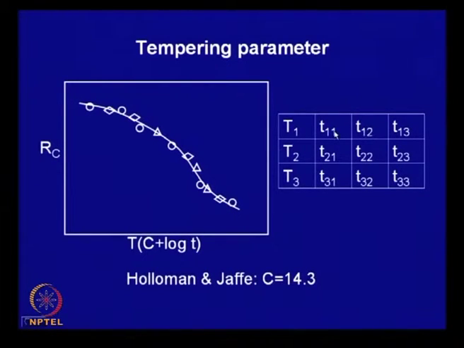The main advantage is, say you do the experiment at temperature T1 for different lengths of time, and for each you have a reported hardness. Similarly, at temperature T2 you heat it for different lengths of time, and for each combination you have a hardness. You plot this hardness on the y axis, and on the x axis the tempering parameter for each combination of temperature and time. You will find that irrespective of temperature and time, they fall on a single master plot. This is called a master tempering graph, which helps you in selecting the combination of tempering temperature and time for a particular application.